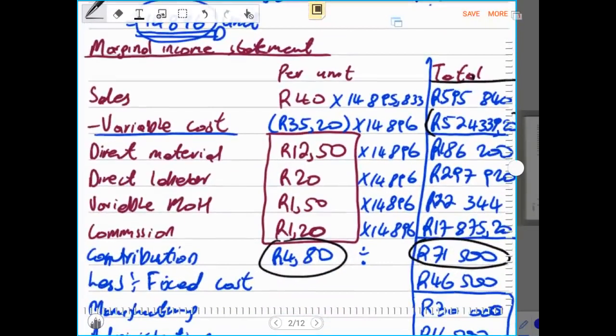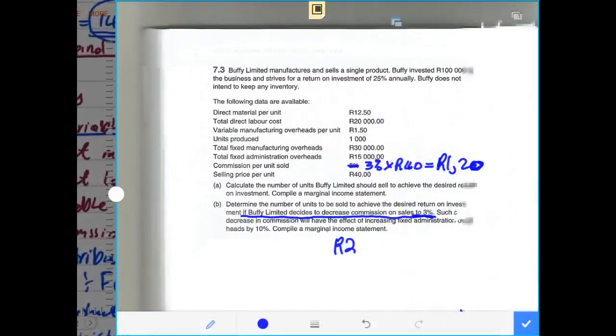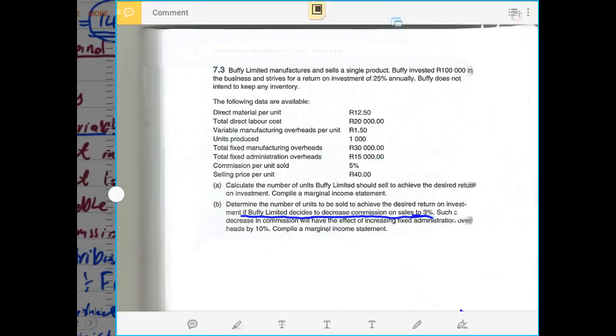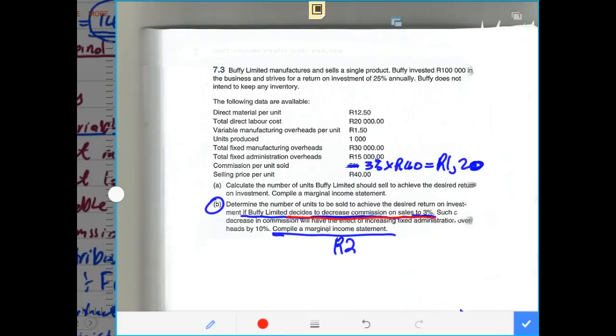Now, to emphasize this for the last time, in this exercise we were required to compile the marginal income statement. And in compiling the marginal income statement number B, it was based on the fact that there was a decrease in some of the costs. There was a decrease in the commission to 3%, and there was an increase in the fixed overhead by 10%.